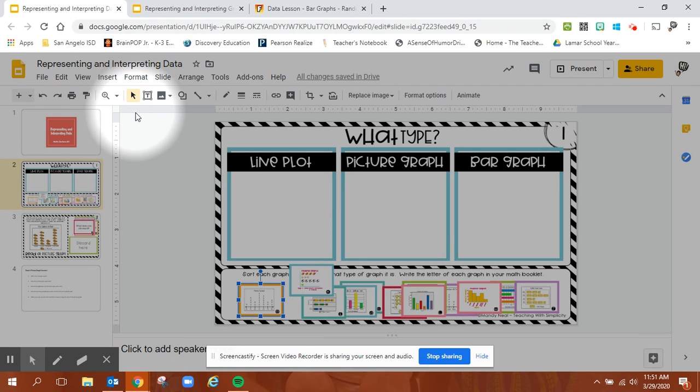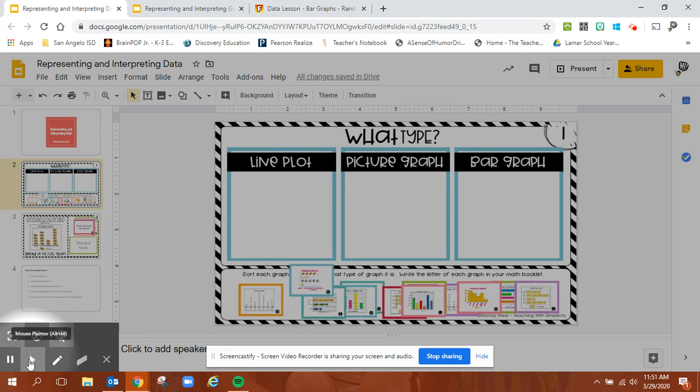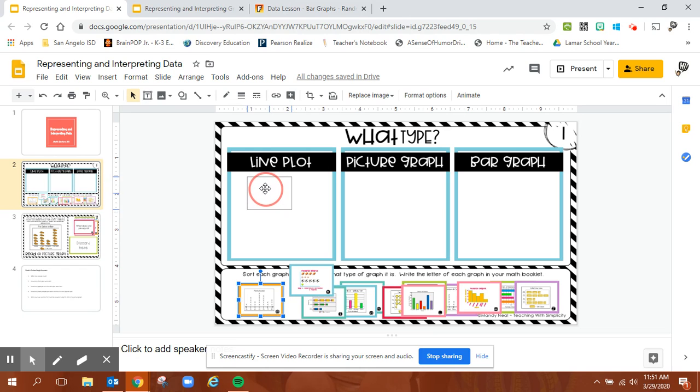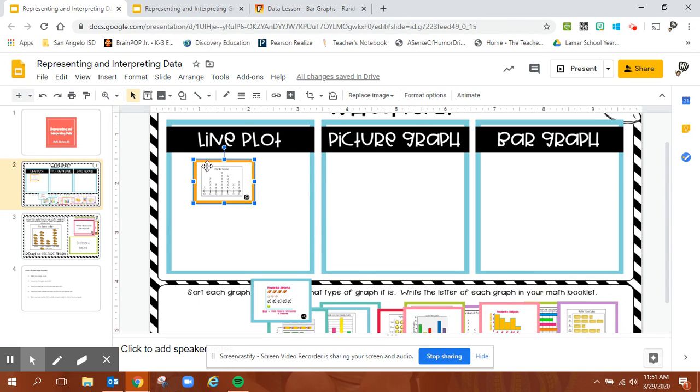Ms. McAdams found that out real quick. All right, so let me turn that off. Looking at this one right here, this is a line plot. Now, let me zoom in. When you look at it, you notice that there is a number line at the bottom, right? That is your clue that it's going to be a line plot, okay? Anytime you have a graph that has a number line at the bottom like this, and it has X's on top, that is a line plot.